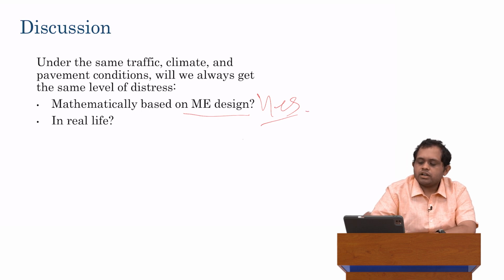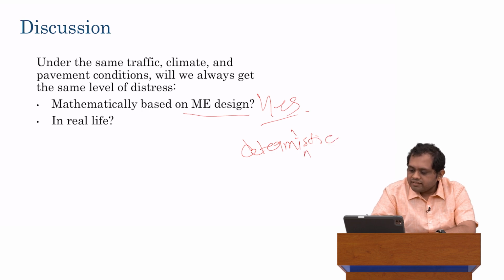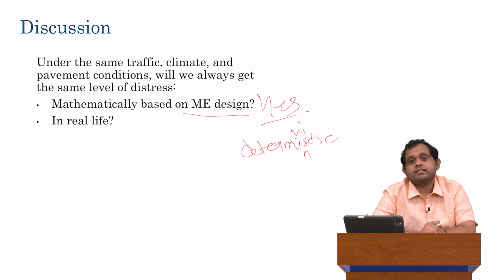Everything we've done so far is what we call a deterministic process. Let me write it down. Deterministic. This is a deterministic process. A deterministic process is a process where we know the exact answer every time. So for a fixed set of inputs, we will always get the same output.